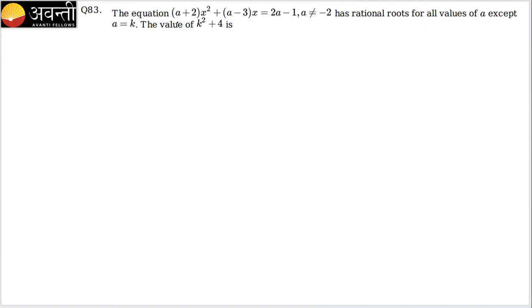This one. The equation has rational roots for a, except then the value of k square. This is a question on quadratic equations.